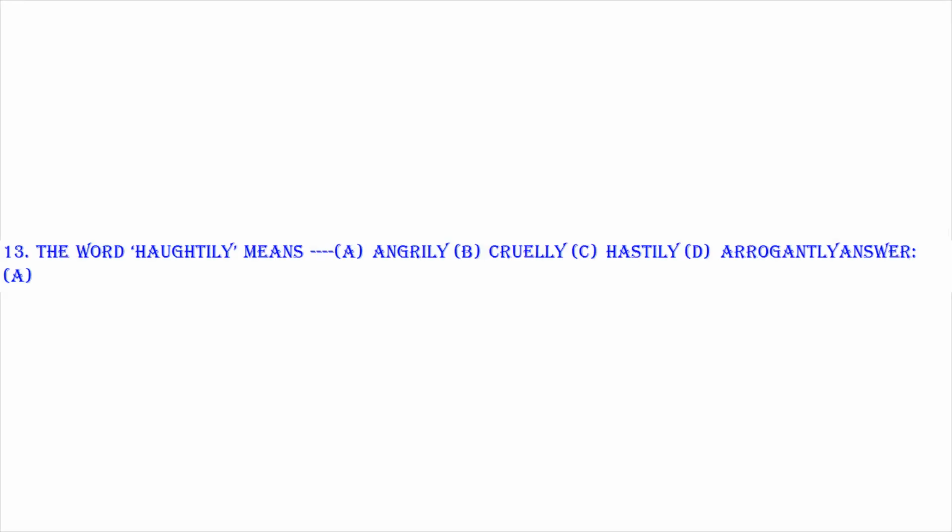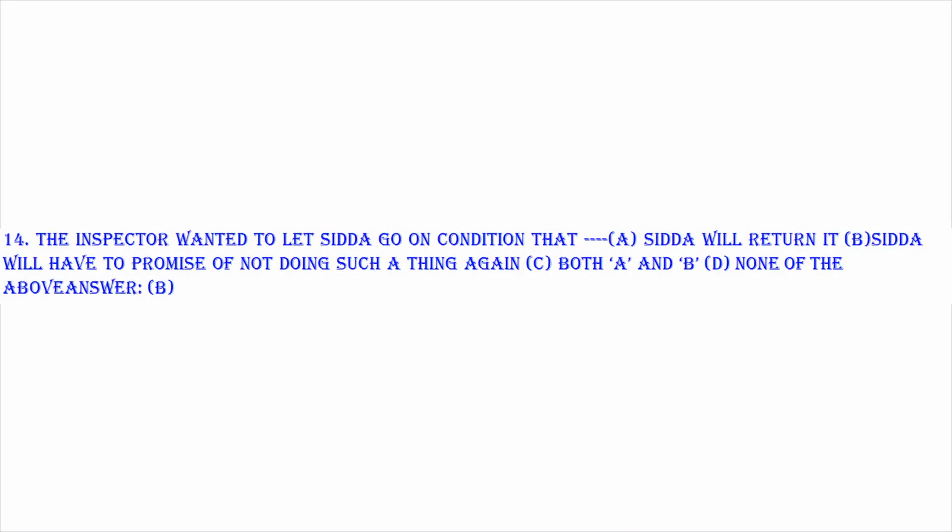2. The person who noticed the missing of Leela's gold chain is: A. Siddha, B. Mrs. Shivasankar, C. Leela, D. Mr. Shivasankar. Answer, B. 3. Leela's chain was made of: A. steel, B. copper, C. gold, D. silver. Answer, C.